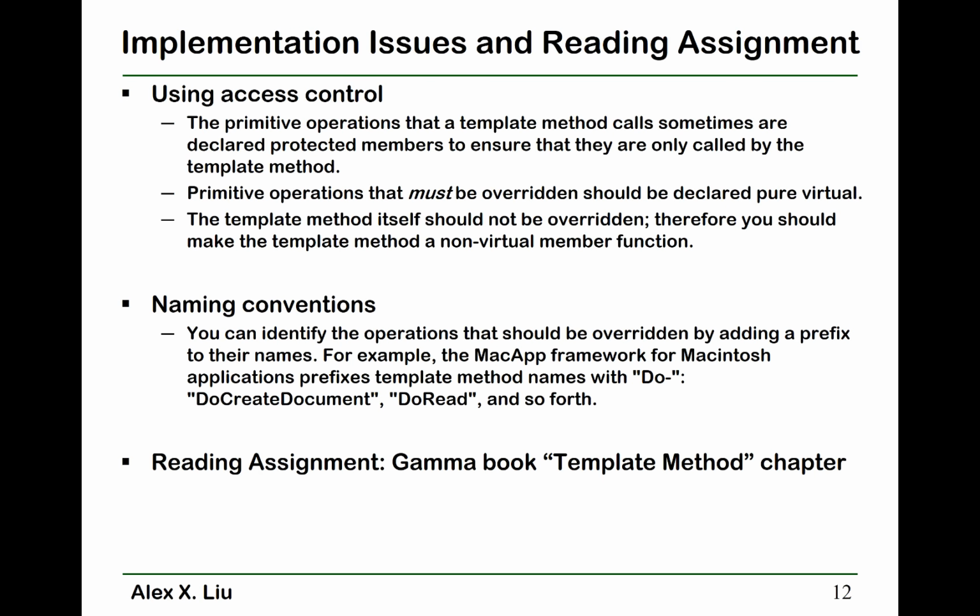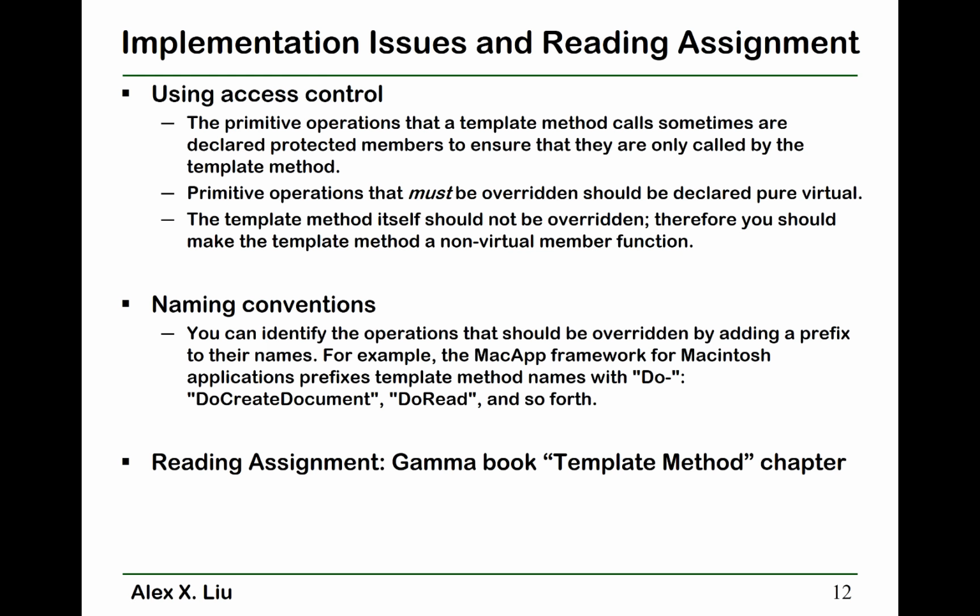Here are some implementation issues and the reading assignment. The primitive operations, basically the steps that the template method calls, are sometimes declared as protected to ensure that they are only called by the template method. The primitive operations that must be overridden should be declared as pure virtual functions. And the template method itself should not be overridden. Therefore, you should make the template method a non-virtual member function.